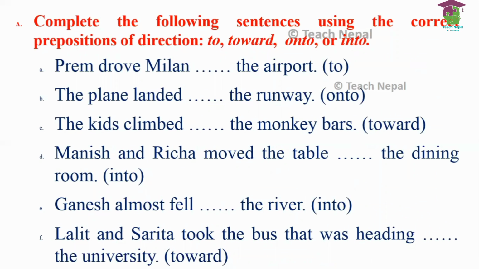Prem drove Milan — अब हामीलाई चाहिँ to, toward, onto र into दिएको छ. So we have to choose these prepositions and fill in the blanks. So, Prem drove Milan to the airport. The plane landed onto the runway. The kids climbed toward the monkey bar. Manish and Richa moved the table into the dining room. In this way मैले answer दिएको छु bracket मा. Please go through these things है त.